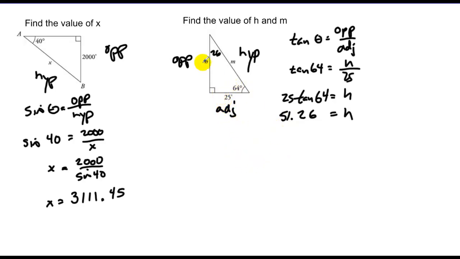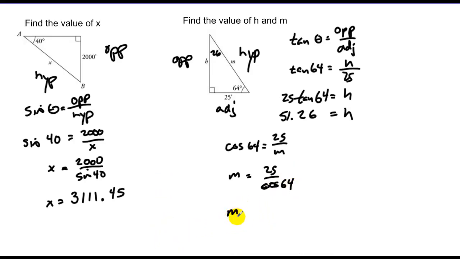So now I can use sine or cosine to find the hypotenuse. I'm going to use the cosine because I have an exact value for the adjacent. So cosine of 64 is equal to the adjacent, which is 25, over the hypotenuse, which is m. So I have m equaling 25 over the cosine of 64.